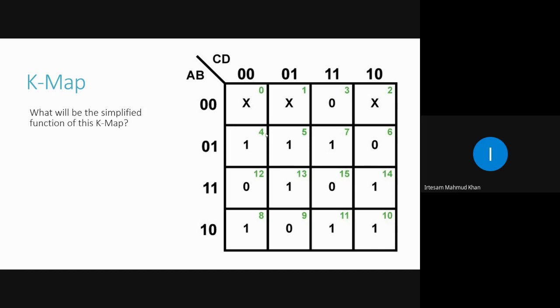So let's say we have a function, a function of four variables, A, B, C, D. Okay, so these are Boolean variables. That means A can hold two values, either zero or one. B can also hold either zero or one. So how many combinations can there be? A can hold two values, B can hold two values, C can hold two values, D can hold two values. So ultimately, we have 2 to the power 4, or 16 combinations of these four variables.